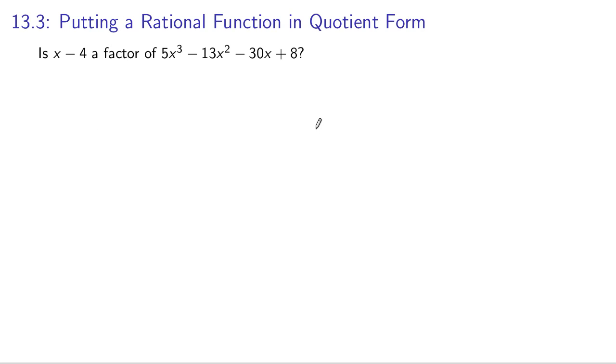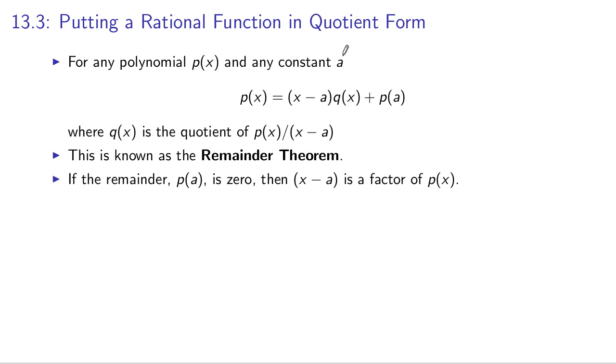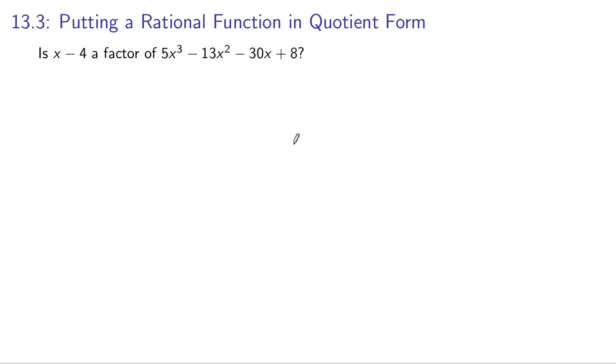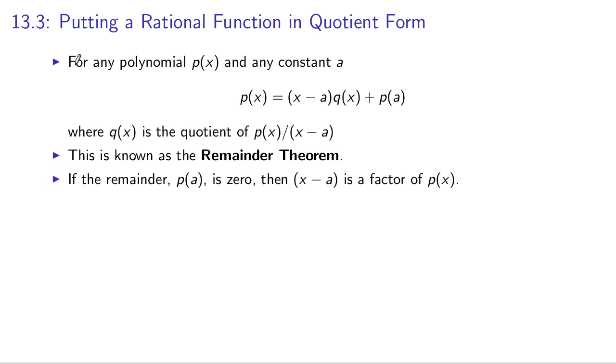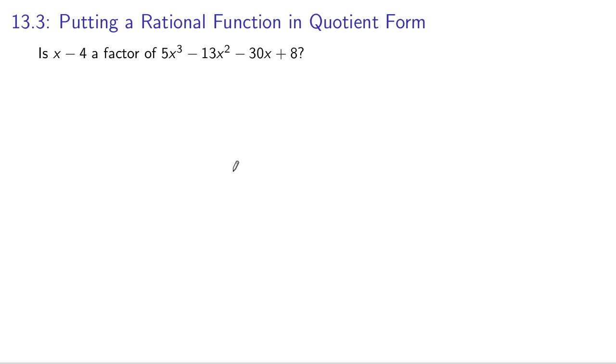Is x minus 4 a factor of this big polynomial? So going back to the remainder theorem, we need to divide this polynomial by x minus 4. And if the result is such that the remainder is 0, then it is a factor, and if the remainder is not 0, it is not a factor.